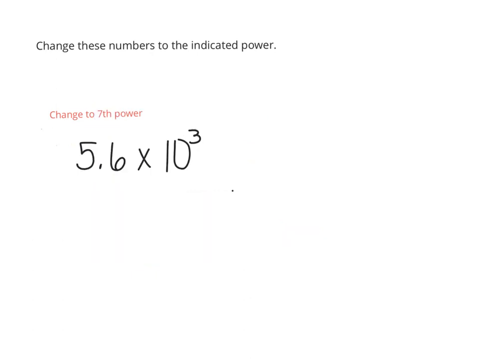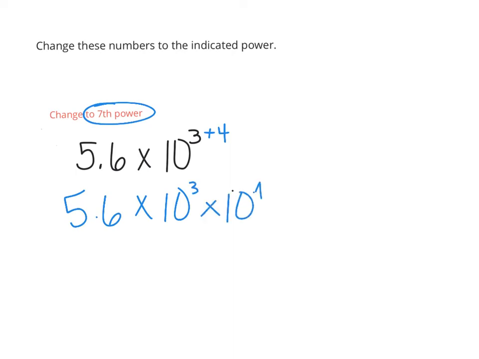All right, let's try another one. We want to change this one to the 7th power. Okay, so pretty easy. I need to add 4 here. Or this is actually the same as saying, I'll just write it out another way here. Right now it was 10 to the 3rd. I need to times it by 10 to the 4th so I can get it to be 10 to the 7th. Okay, so that's really why that works. I'm not just adding a random 4. I'm really multiplying by 10 to the 4th.